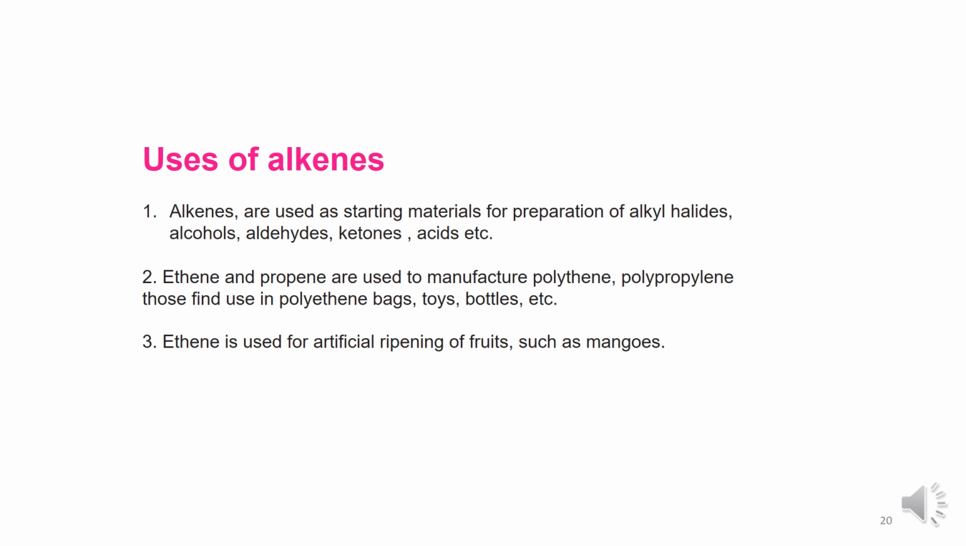Uses of alkenes. Alkenes are used as the starting material for the preparation of alkyl halides, alcohols, aldehydes, ketones, etc. Ethene and propene are used to manufacture polyethylene and polypropylene, and these are found in polythene bags, toys, bottles, etc. And the last one is that ethene is used for artificial ripening of fruits such as mangoes. So this is all about alkenes.